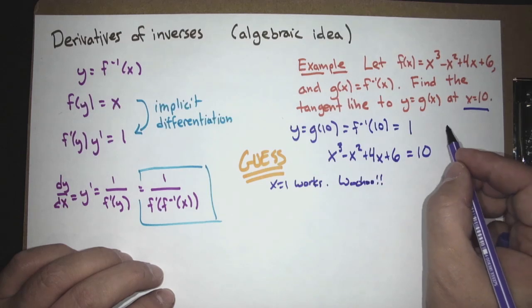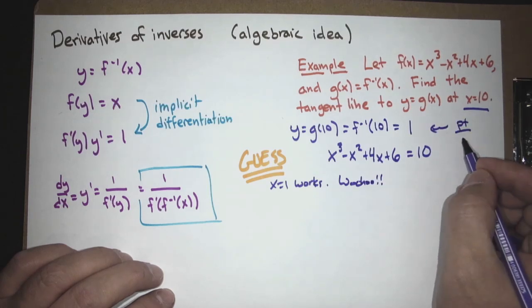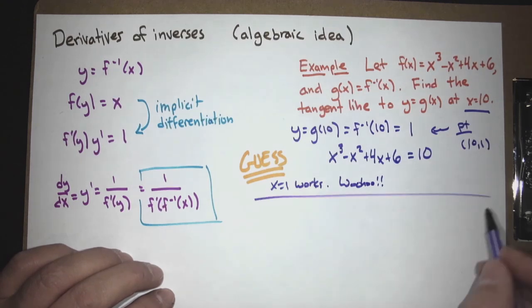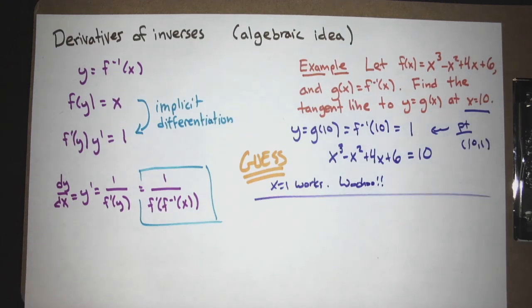So what does that tell us? Our point is at 10, 1. All right. What else do you need to make a line? Slope. Great. So we're going to talk about slope.